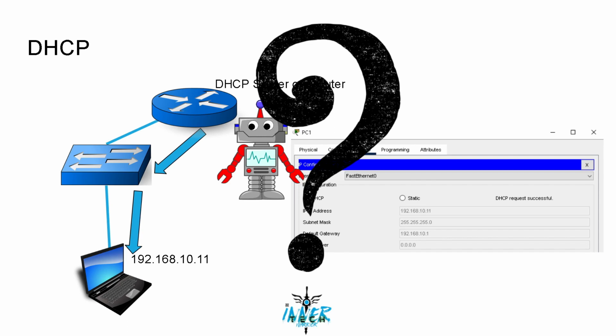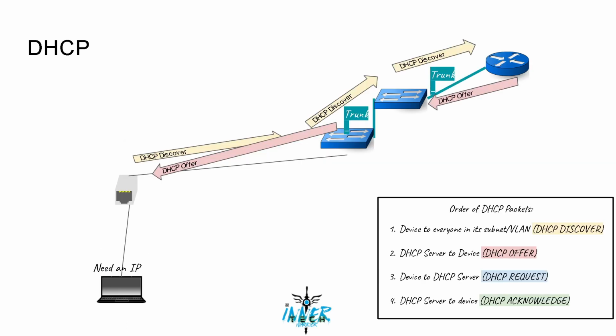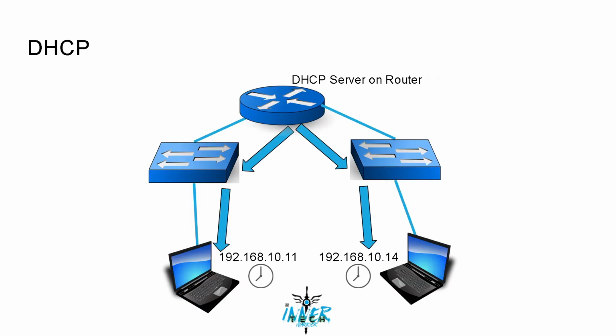But how does DHCP work? A DHCP server provides and manages IP addresses on a network. Client devices, like this laptop here, request and receive addresses from the DHCP server. Addresses are leased for a period of time until renewal. DHCP automates the address management as devices join and leave the network.